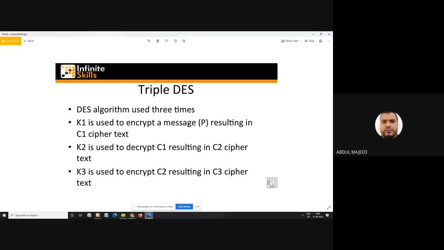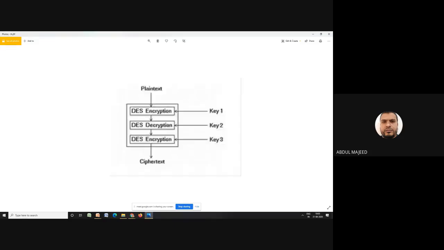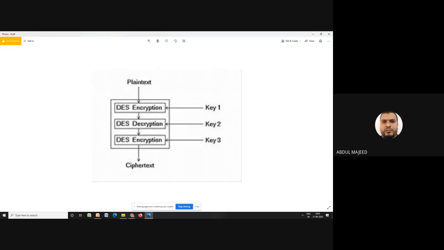Then in the third stage, C2 will become the plain text input we are giving to the third stage. Again, it will get encrypted and will produce the final ciphertext, that is C3. Then you will take this C3 and forward it for transmission to the receiver. Okay. So like this, three stages we are performing. This is happening inside this triple DES algorithm. Here you can see, you only give the plain text and you get the ciphertext.